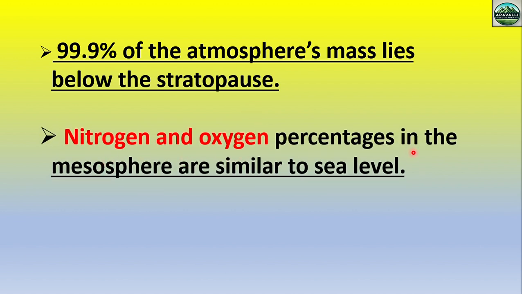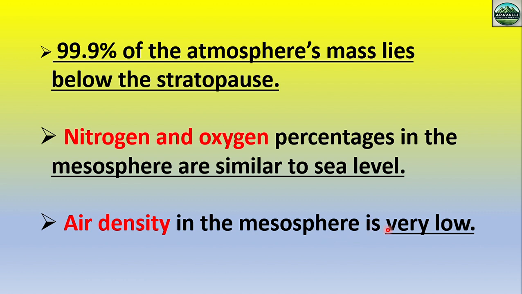Nitrogen and oxygen percentages in the mesosphere are similar to sea level. This point is very important, because we already know the atmospheric composition is similar up to 85 kilometers height. This zone is known as the homosphere. So the nitrogen and oxygen concentrations in the troposphere are 78 and 21 percent, and this similar proportion is also present in the stratosphere and mesosphere. The percentage in the mesosphere is similar to sea level.